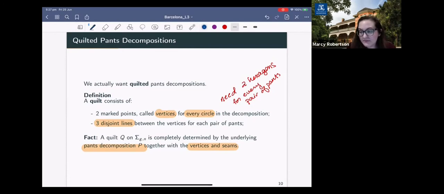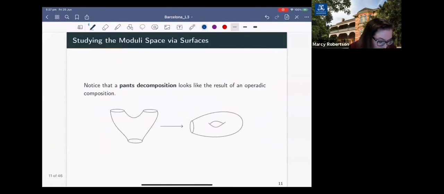All right. Something I want to convince you of, and it probably doesn't need much convincing in this crowd, is that pants decompositions look like sort of the opposite of an operadic composition. If I take this surface over here and I give you the curve alpha that gives me a pants decomposition, it looks to you like, well, what did I do? I gave some composition which glued together these two blue ones.